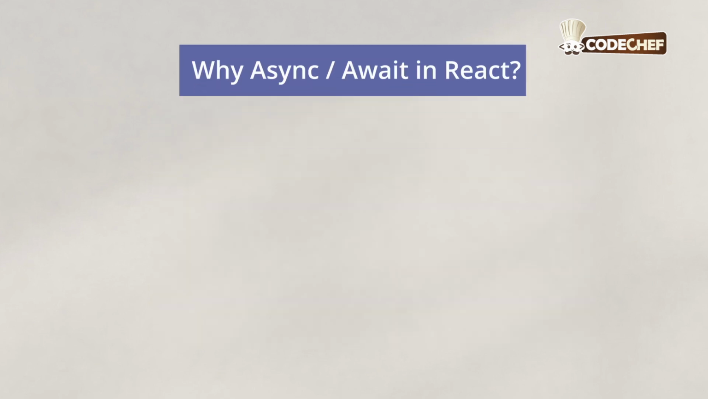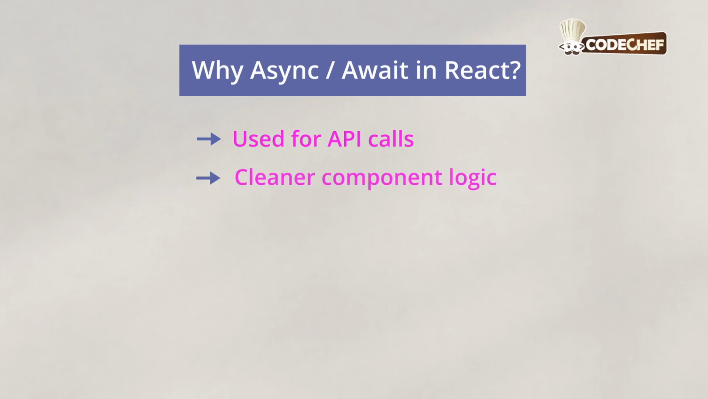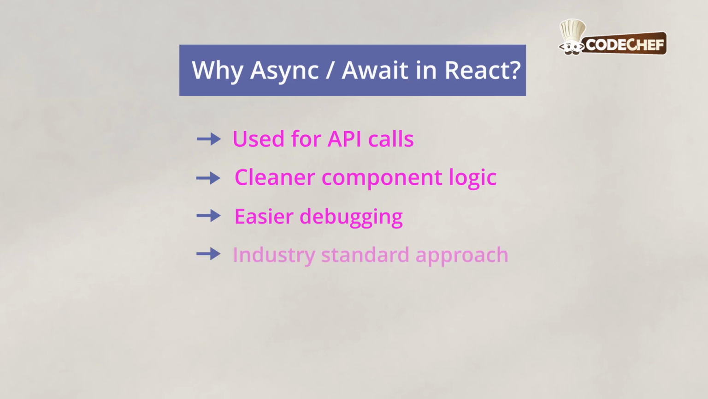So why use async await in React? React applications constantly fetch data from APIs. Async and await make this logic simple and readable. This is why async await is the standard approach in modern front-end development.